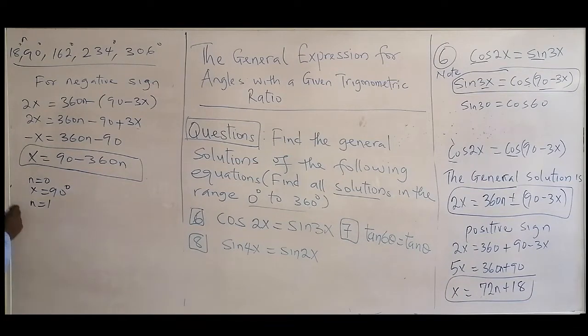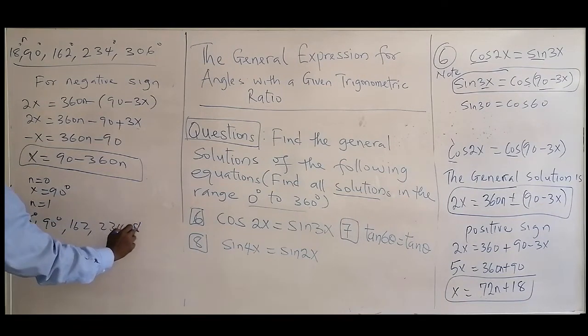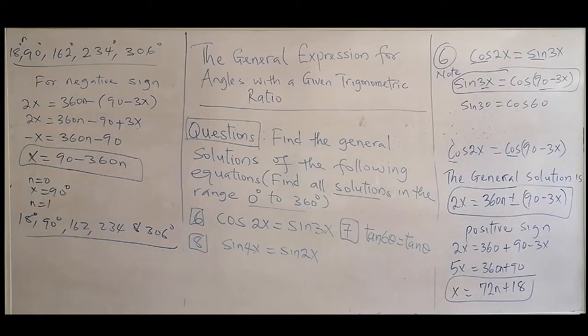Our solutions are what? This one we have here. The solutions will be 18 degrees, 90 degrees, 162, 234, and 306. So these are the solutions for the equation. Then we'll go to the next question.